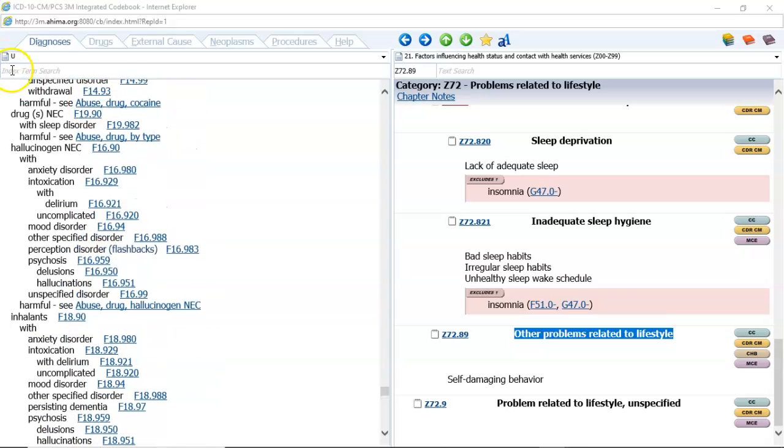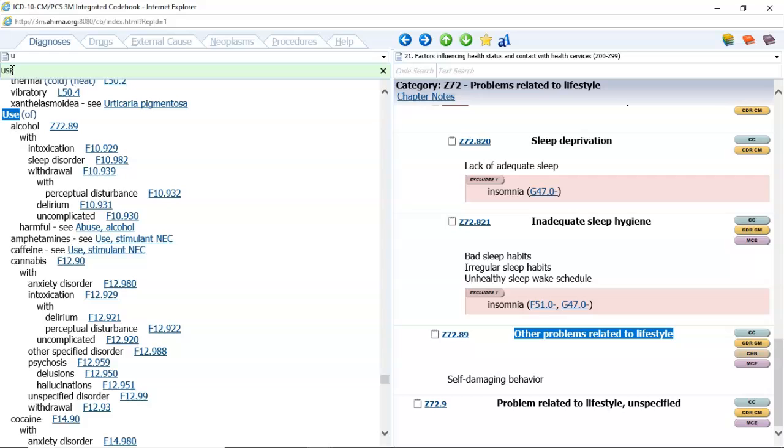go to use, you'll see alcohol listed here, and that code is Z72.89, and that codes to other problems related to lifestyle. Now, just because there was documentation that a patient was a social drinker or liked to drink wine, that would not be a reason to assign this particular code. You would only be assigning this code if in fact the provider documented that the use of alcohol represented a problem to that patient's lifestyle.